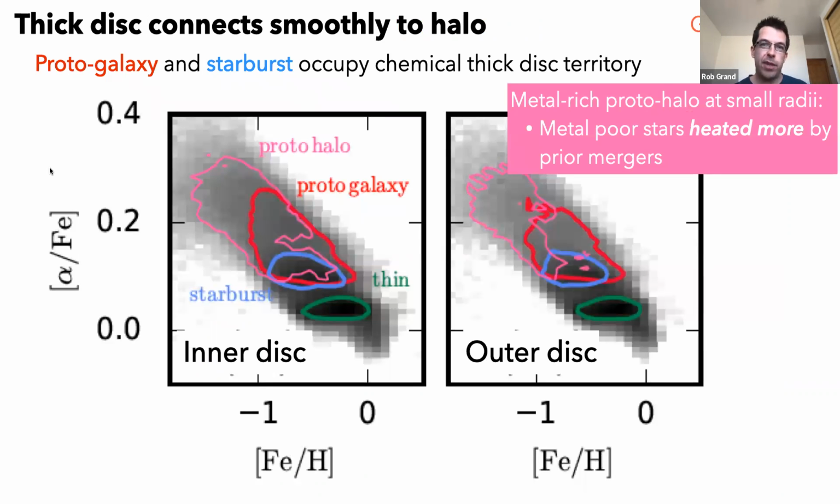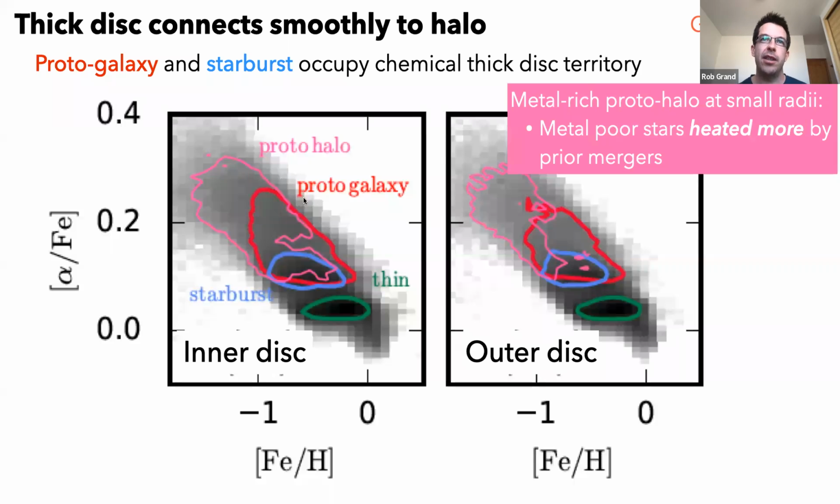So how do they look in chemical space? This shows you alpha over iron versus Fe over H. The left panel shows you the inner disk, and the right, the outer disk. I've also color-coded the thin disk here, which is this region, and you can see this is distinct from these other populations. The starburst population occupies this fairly narrow region of this space, which we would also expect. It's kind of like thick disk territory. And the protogalaxy itself also overlaps significantly with that population, but it stretches further back into more metal poor, alpha rich territory as well.